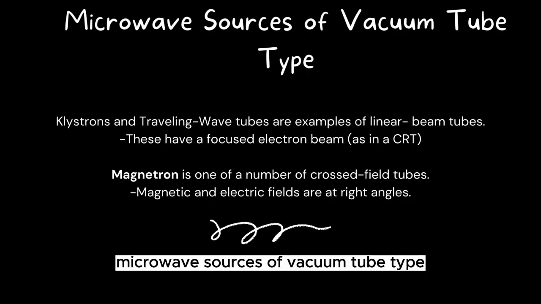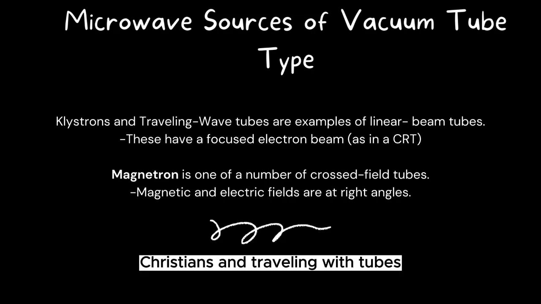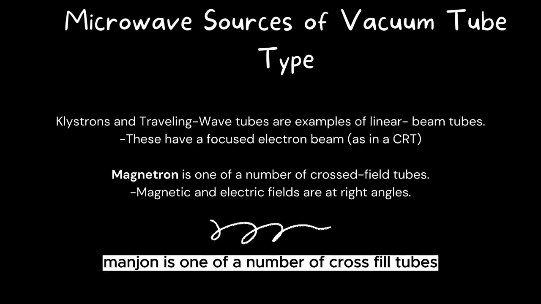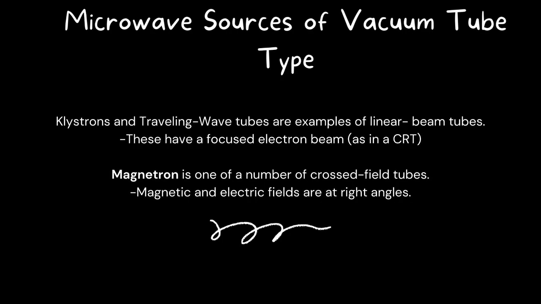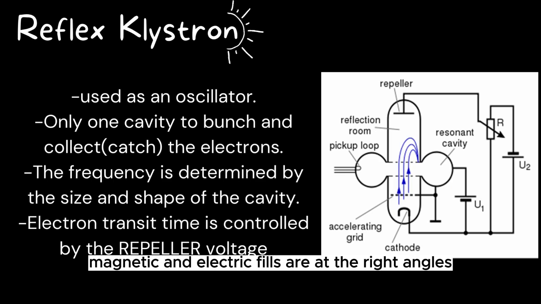Microwave sources of vacuum tube type. Klystrons and traveling wave tubes are examples of linear beam tubes. These have a focused electron beam, as in a CRT. Magnetron is one of a number of cross-field tubes. Magnetic and electric fields are at right angles.